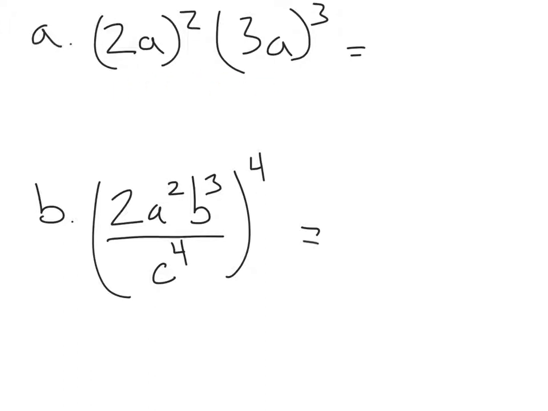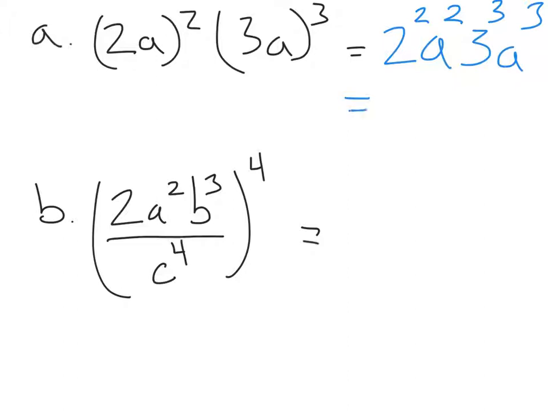Alright, so lastly, we're just going to put a bunch of these rules together. Up here, we're going to start by taking the power on the outside, putting it on the a and the 2, power on the outside, a and the 3, and then we'll work on combining our a's and our numbers. So our first step will look like this. We'll have 2 to the second power, a to the second power, and then 3 to the third power, and a to the third power.